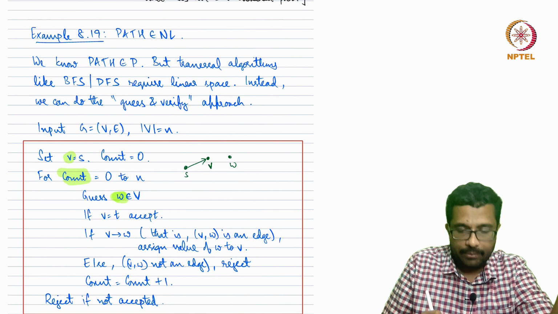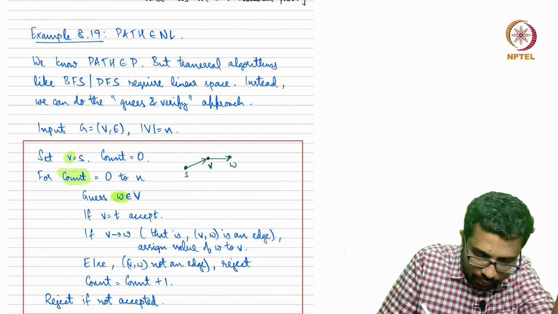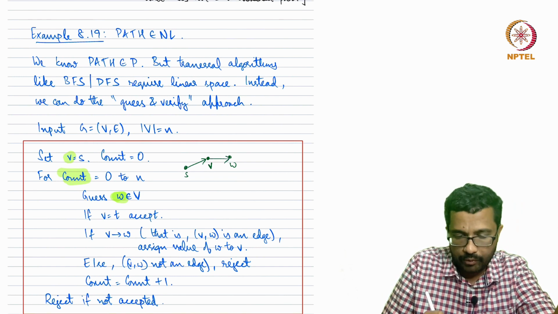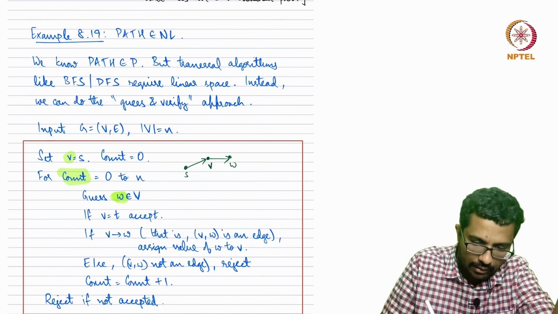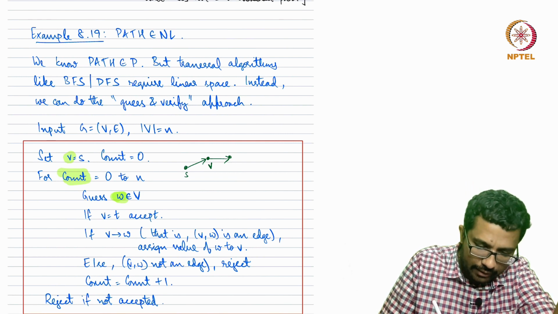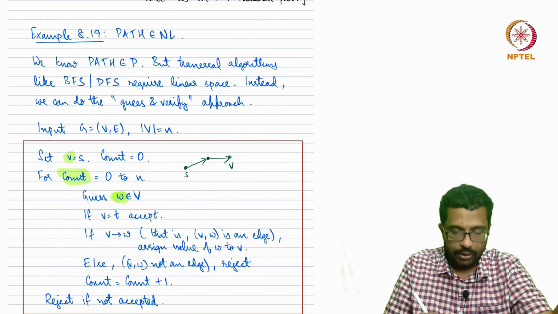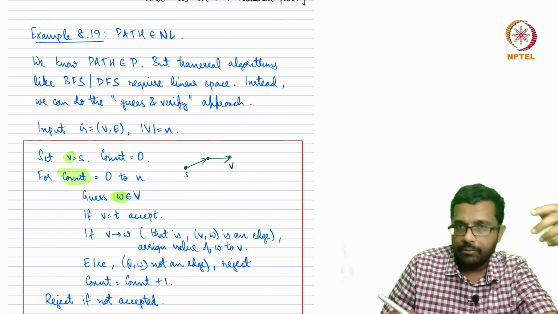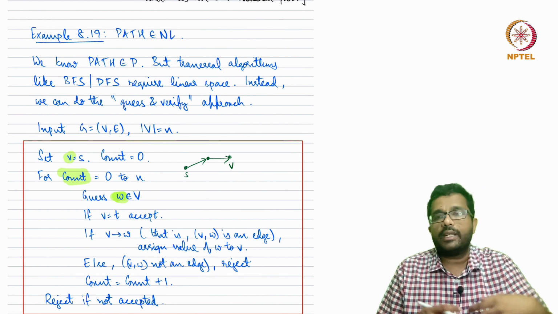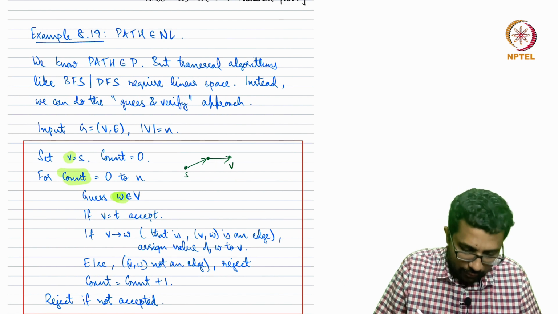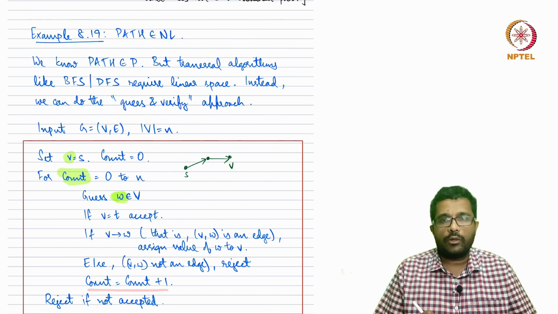Now we again do the same thing. We check whether there is an edge from V to W. If it is there, we continue; otherwise, we again reject. If it is there, we now make this W the new V, and that's how we continue. Every time we find a W and it is successful, successful meaning there is an edge from V to W, we update the count.